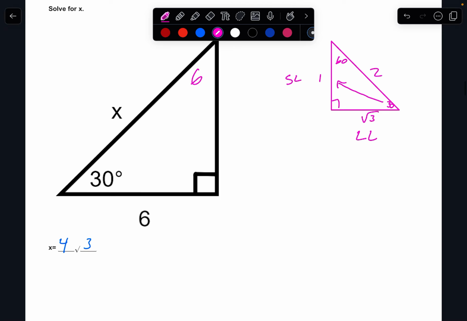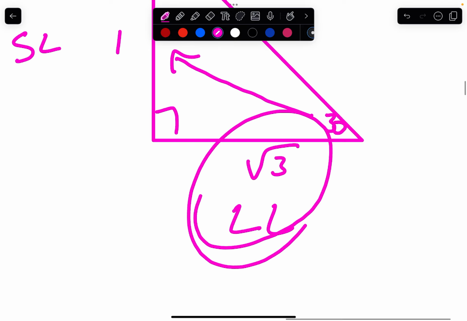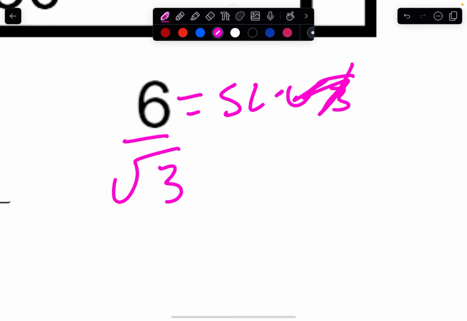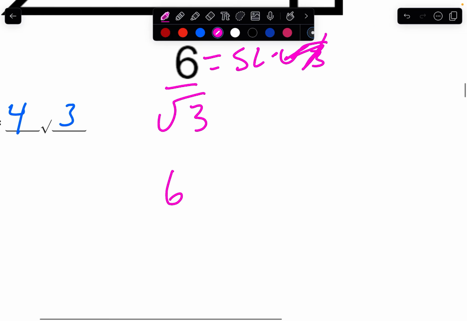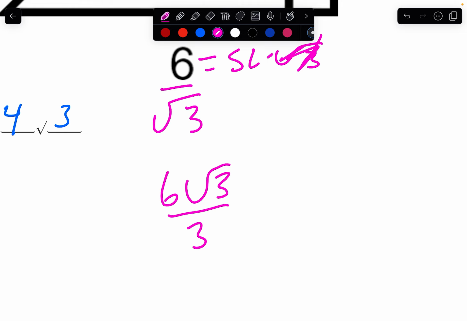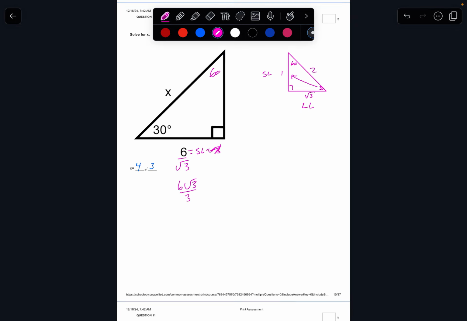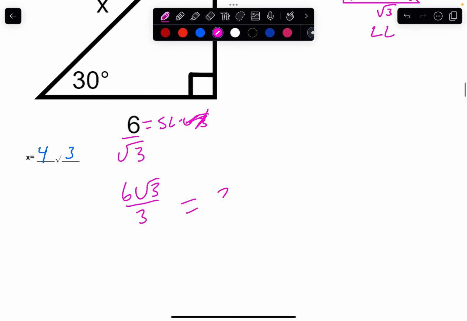So keeping that in mind, figure out what you got. Well, we have the side across from 60, so we know that this is the long leg. The long leg is associated with the number root 3. That means that 6 is equal to the short leg times root 3. So we have to divide off the root 3. This is what we were just doing a second ago. You get a radical version of root 3 on top and a whole number on bottom. And then 6 divided by 3. Uh-oh. That's 2 root 3. Maybe I wrote down the wrong.